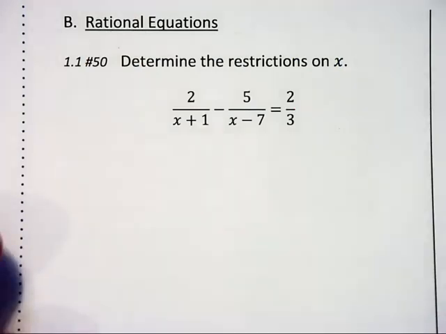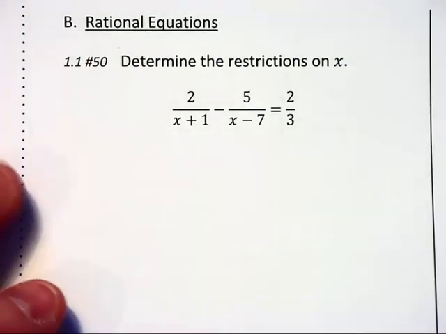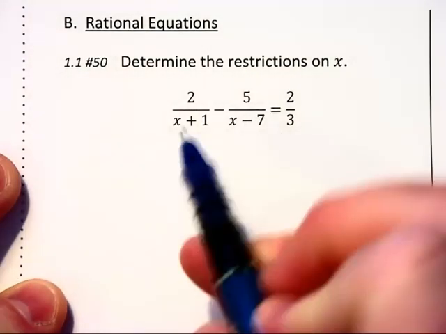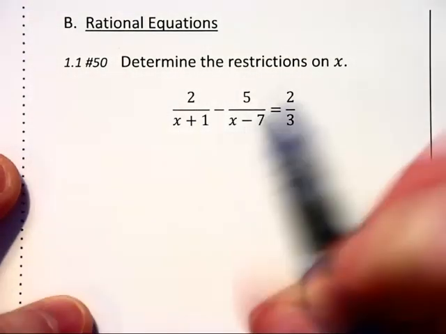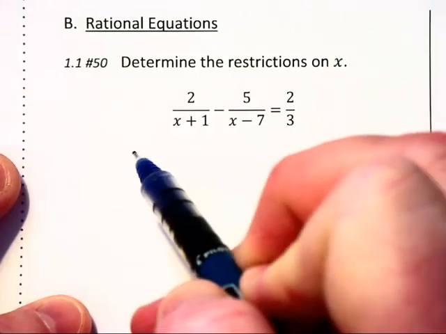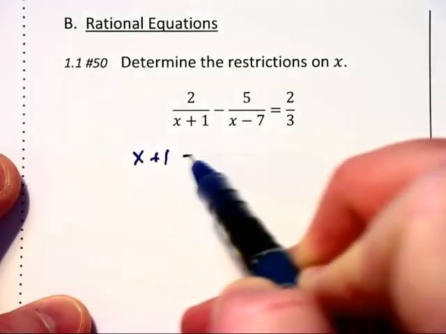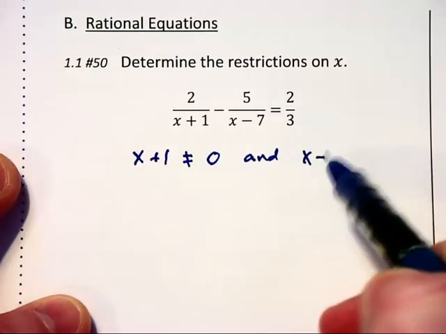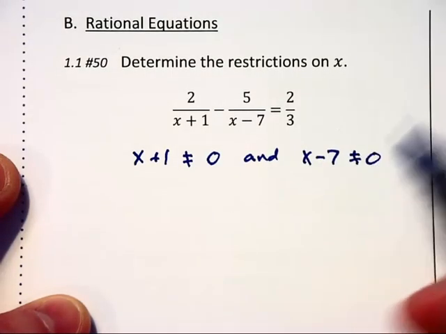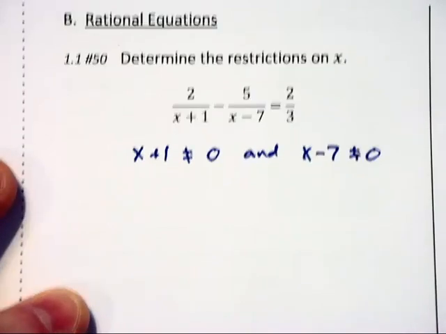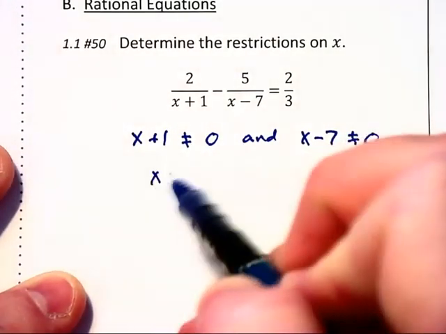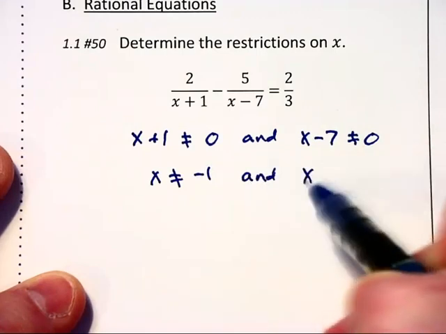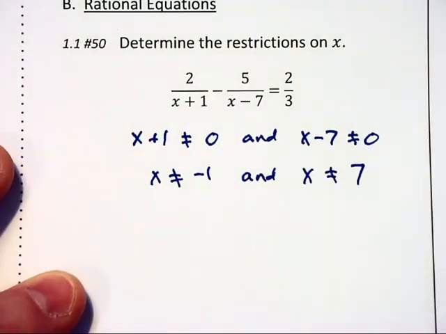In this next problem, determine the restrictions on x. Remember when we were talking about the domain of a function, we cannot have 0 in the denominator. So in this case, we need to ensure that x plus 1 is not equal to 0, and we need to make sure that x minus 7 is not equal to 0. Solving each of these linear equations tells us that x cannot equal negative 1 and x cannot equal positive 7.